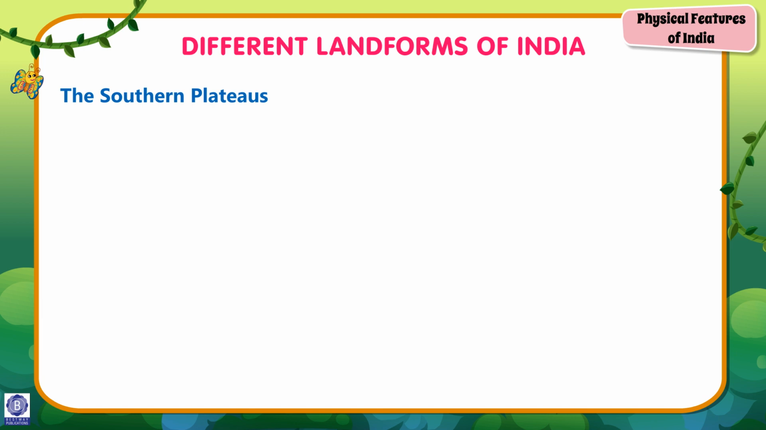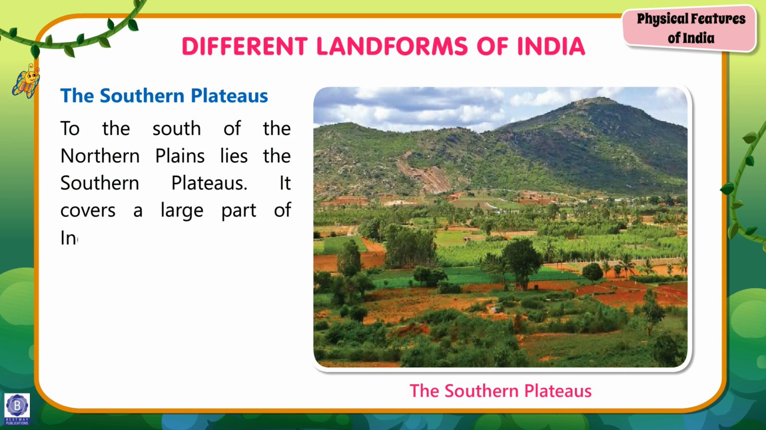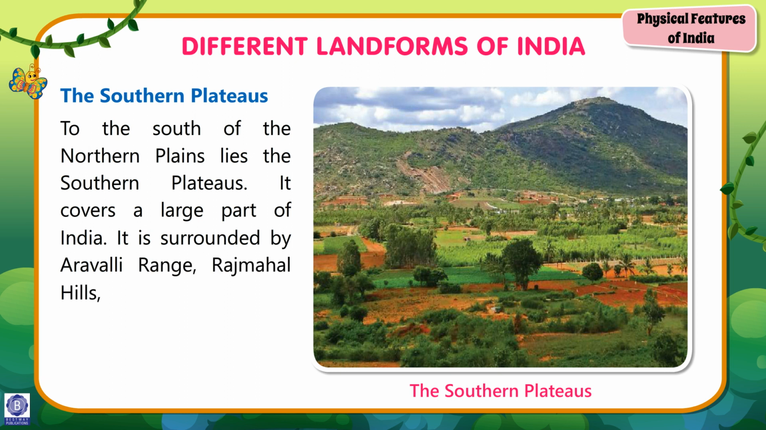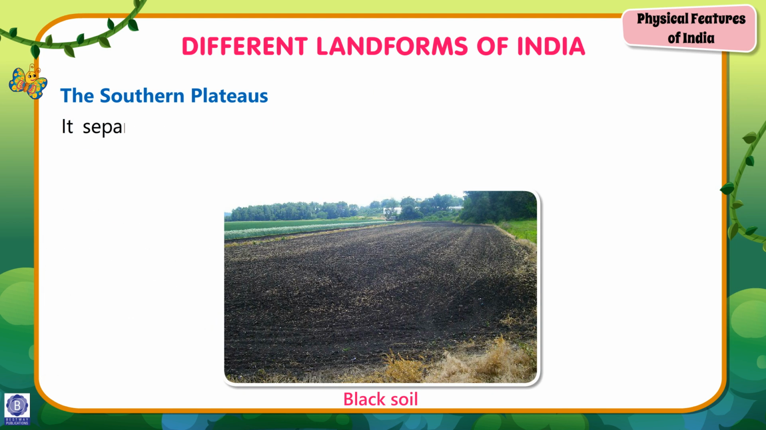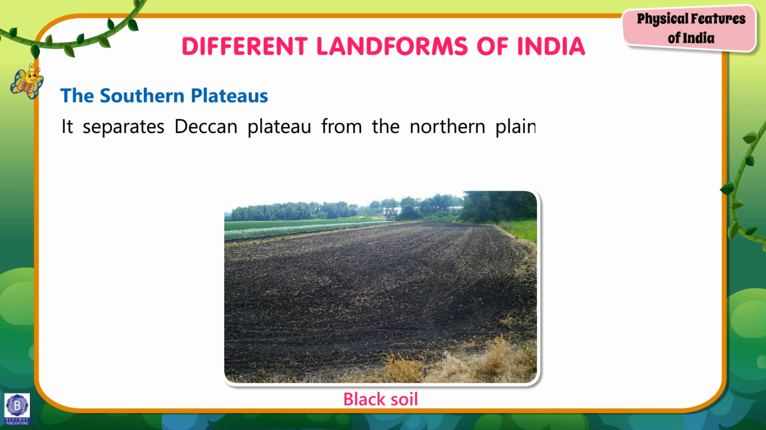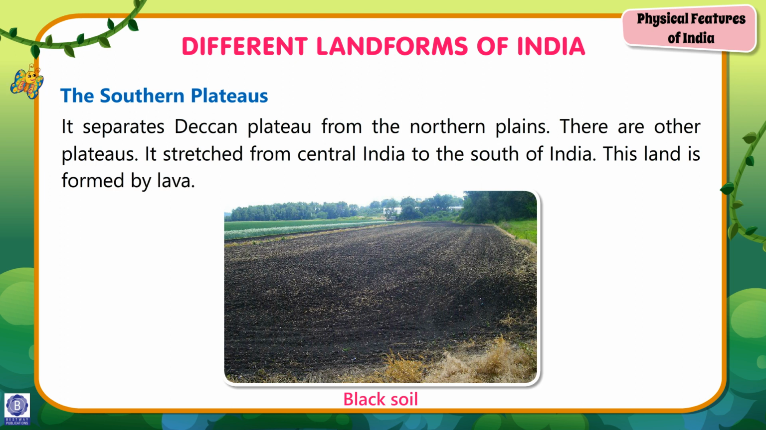The southern plateaus. To the south of the northern plains lie the southern plateaus. It covers a large part of India. It is surrounded by the Aravalli Range, Rajmahal Hills, Eastern Ghats and Western Ghats. The Vindhyachal mountain lies in the north. It separates the Deccan Plateau from the northern plains. There are other plateaus. It stretches from central India to the south of India. This land is formed by lava. The soil is black soil.